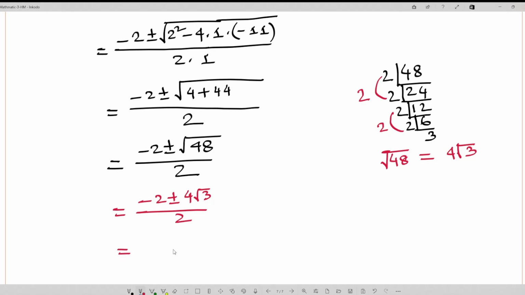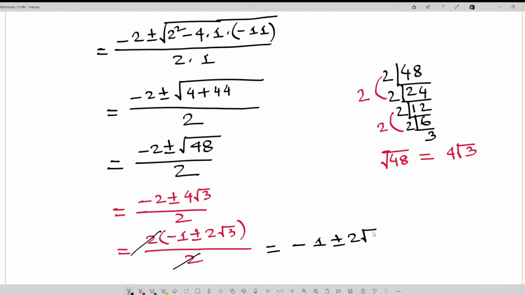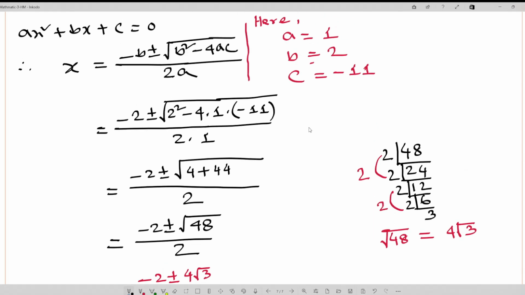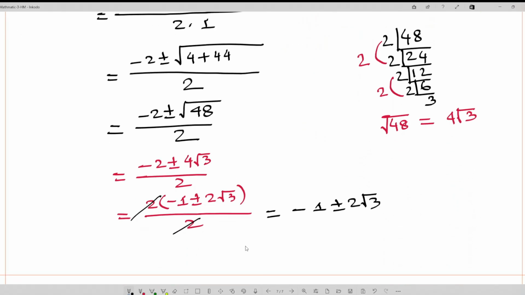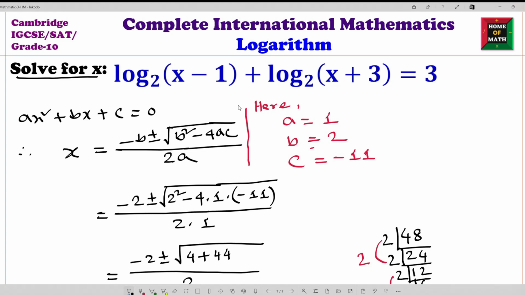Now in the numerator we can take 2 common, so minus 1 plus or minus 2 root 3, divided by 2. So we can cancel this, so here is minus 1 plus or minus 2 root 3. Our question was to solve for x. So x equals minus 1 plus 2 root 3 or minus 1 minus 2 root 3, and this is our answer.